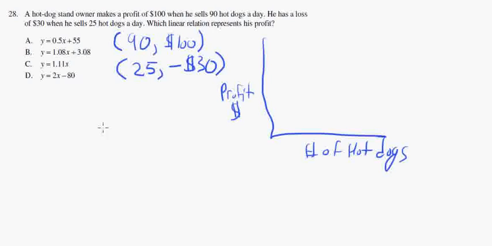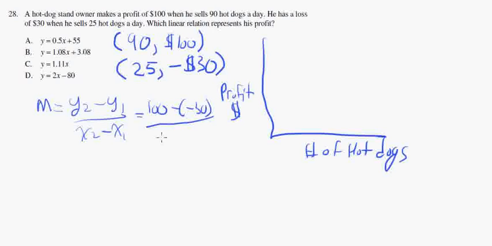Well, since these are just points on a line, one of the first things we can do is calculate the slope. That'll just be y2 minus y1 over x2 minus x1. In this case it would be 100 minus negative 30 over 90 minus 25, so we have a slope of 130 over 65. We are allowed the use of a calculator in this section, so 130 divided by 65 is going to be 2. So we have a slope of 2.